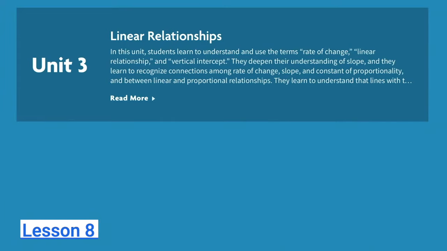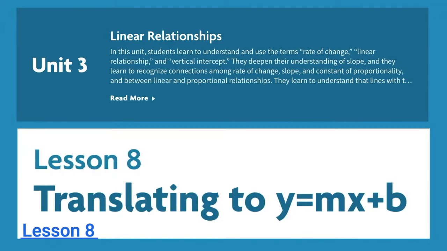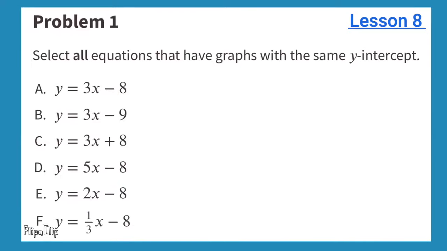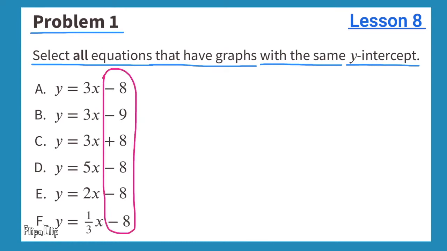8th grade Open Up Resources, Unit 3, Lesson 8, Translating to y equals mx plus b. Number 1, select all equations that have graphs with the same y-intercept. For each of these, the y-intercept is the last term in the equation. For A, the y-intercept is -8. And for D, E, and F, the y-intercept is also -8. So A, D, E, and F all have the same y-intercept.